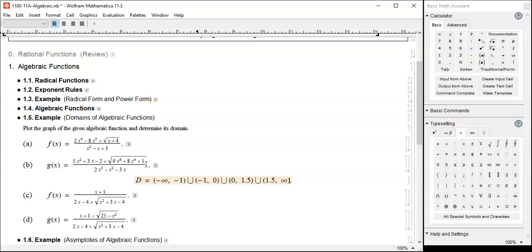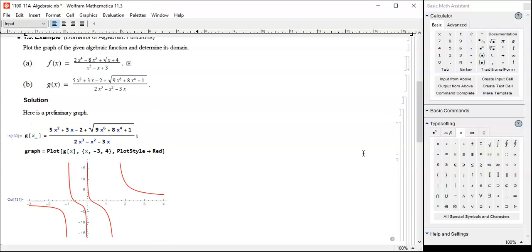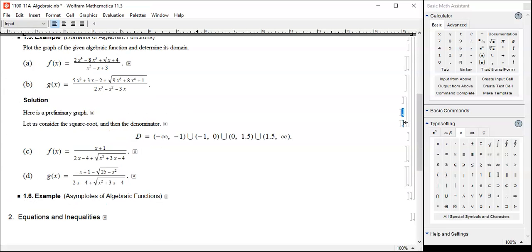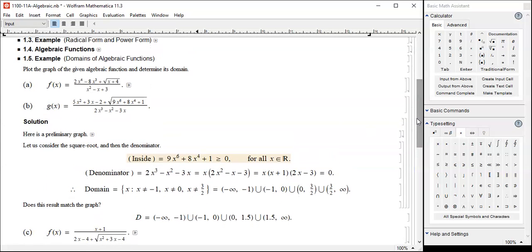Okay, let's check. Here's the algebraic expression, and there are 2 things to remember. Inside of any square root, any radical actually, has to be non-negative, and the denominator should not be equal to 0. Square root first. Here's the graph, same as before, roughly speaking. Inside of the square root is always positive. We have even powers only, so positive all the time, no problem there. The square root is always valid, so it doesn't really do a thing as far as the domain is concerned.